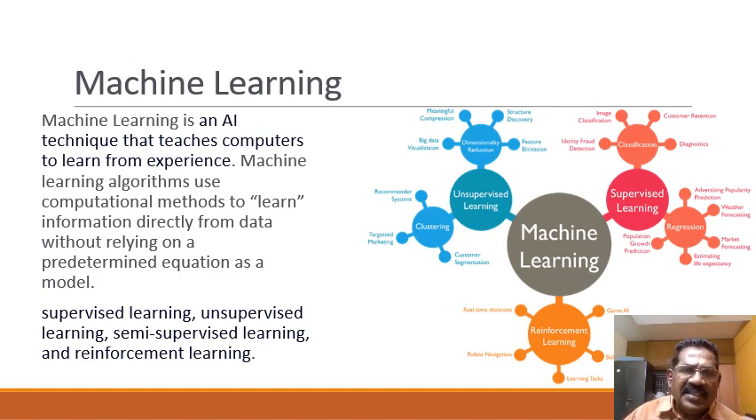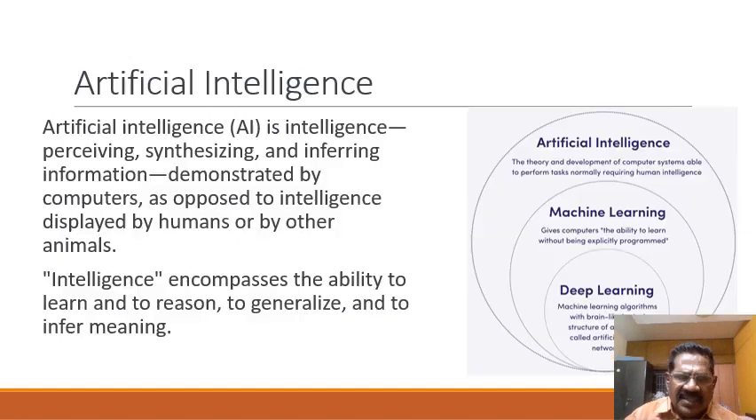Now, machine learning is an artificial intelligence technique that teaches computers to learn from experience. Machine learning algorithms use computational methods to learn information directly from data without relying on a predetermined equation as a model. There are different types of machine learning: supervised learning, unsupervised learning, semi-supervised learning, and reinforcement learning. These are all part of the bigger set called artificial intelligence.